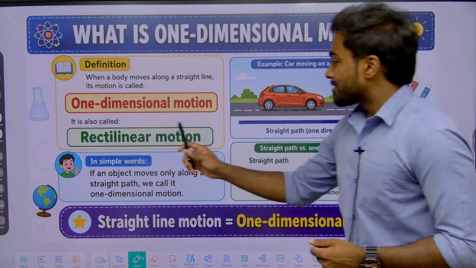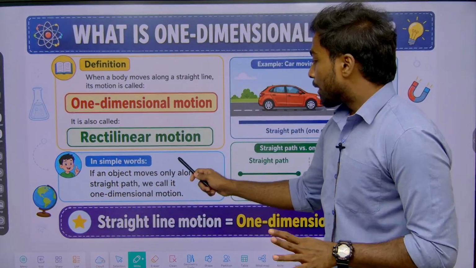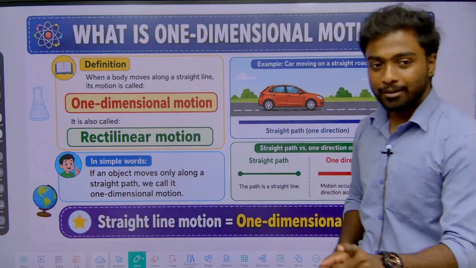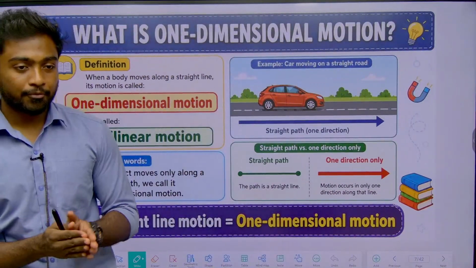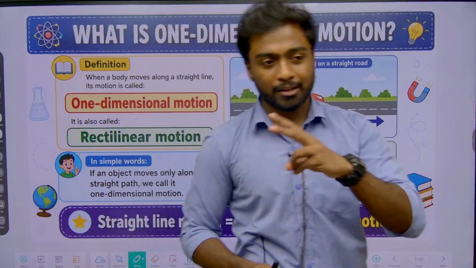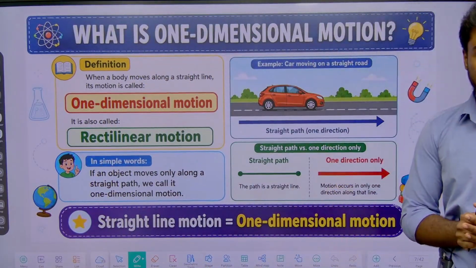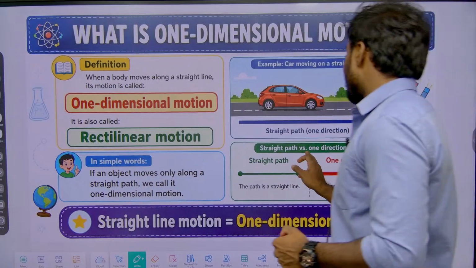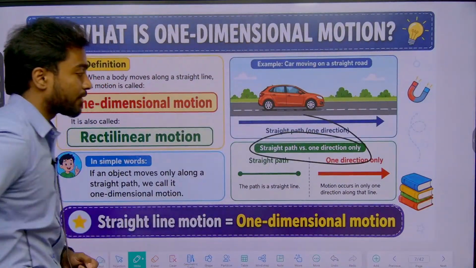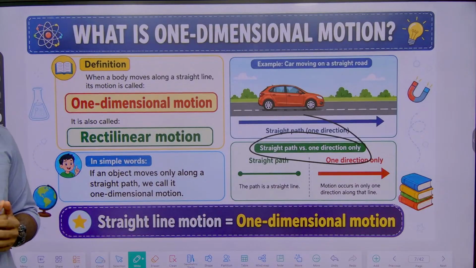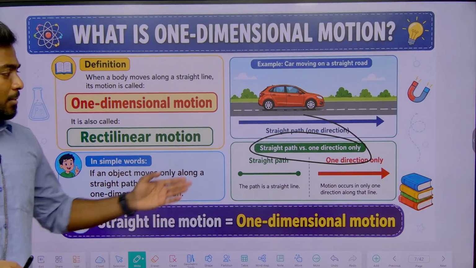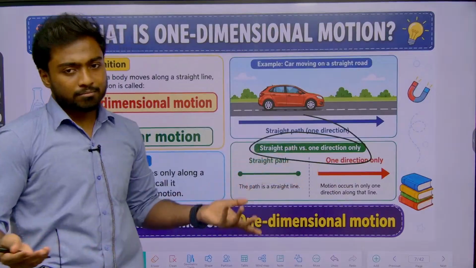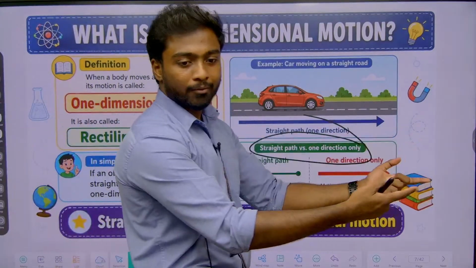So in simple words, if an object moves only along a straight path or straight line, then only can we call that one-dimensional motion, as I said at the initial point itself. Either we talk about the x axis, or the y axis, or the z axis. So straight path versus one direction only: are these the same or different? It is the same. A straight path is a straight line. One path means only one path to go.